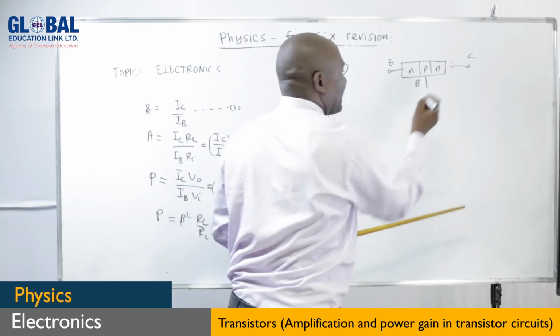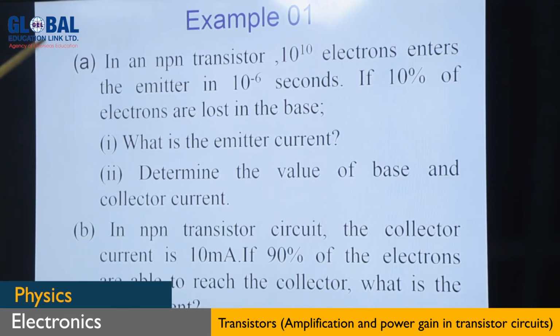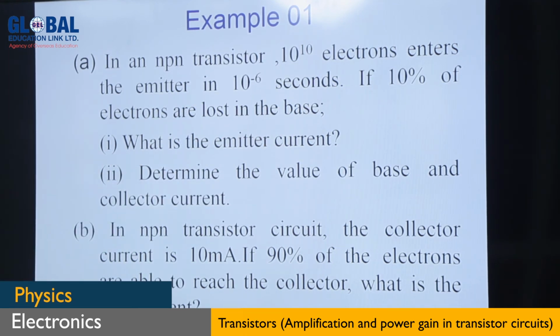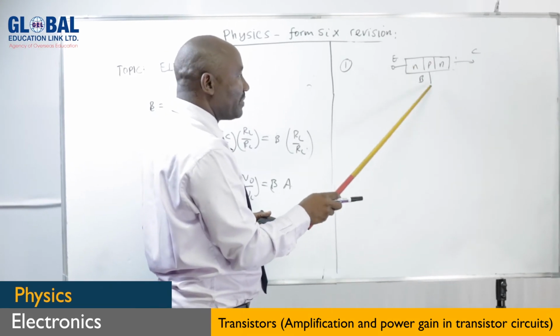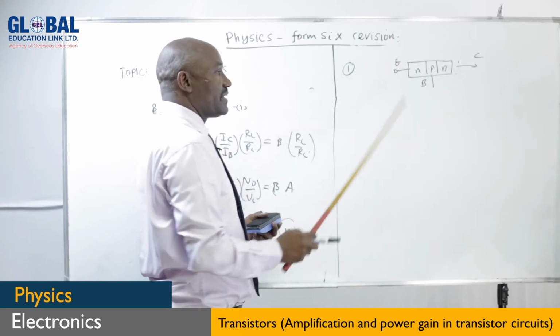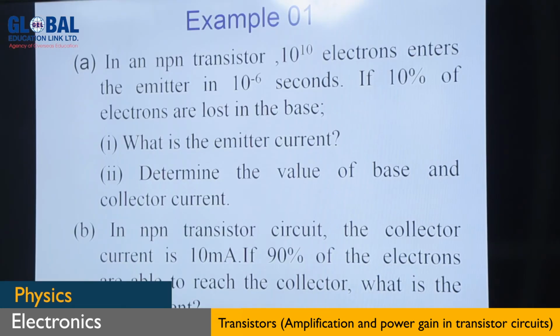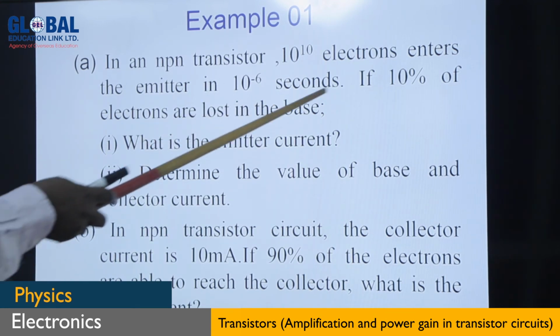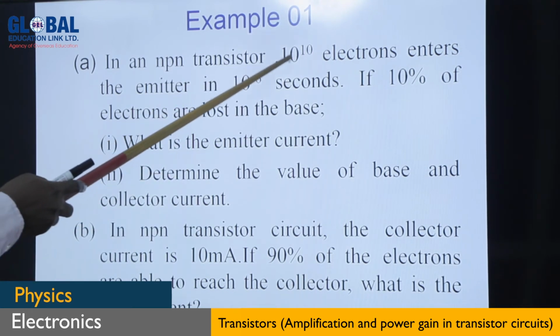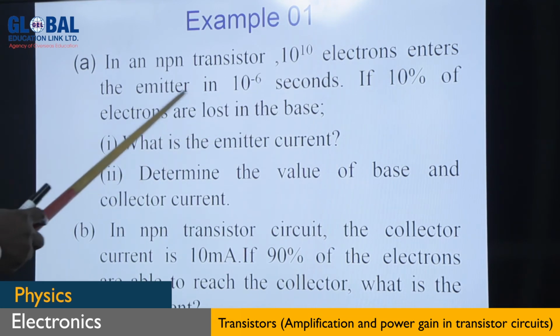It means that 10 power 10 electrons enter the emitter here. Of course, we remember this kind of connection: how many electrons will be entering here depends on the connection of the power supply, remembering forward bias and reverse bias. So the number of electrons entering the emitter is 10 power 10 in 10 power 6 seconds. And out of this, if 10% of these electrons are lost in the base, what do you get from this information? 10% of the electrons entering the emitter.